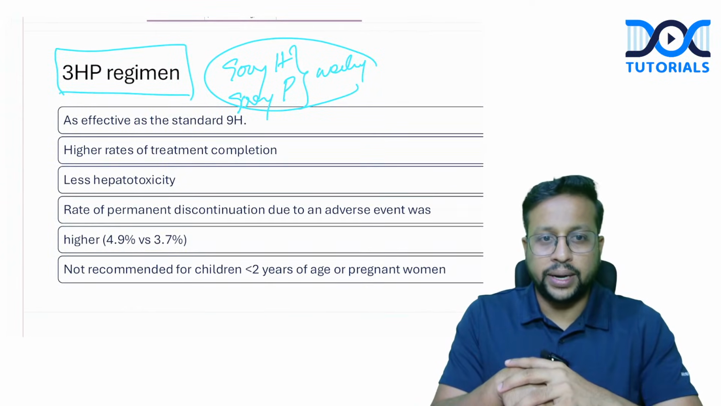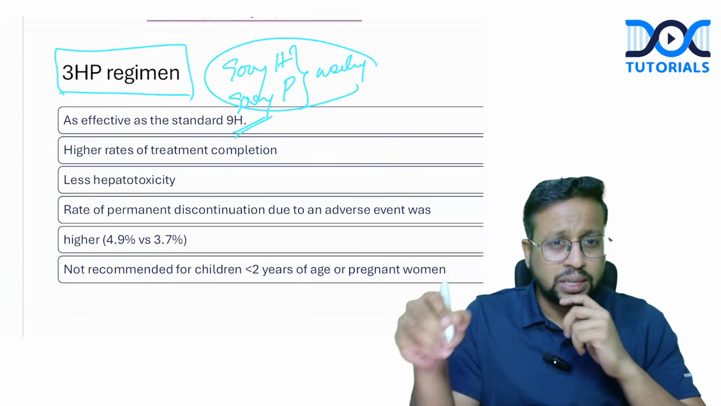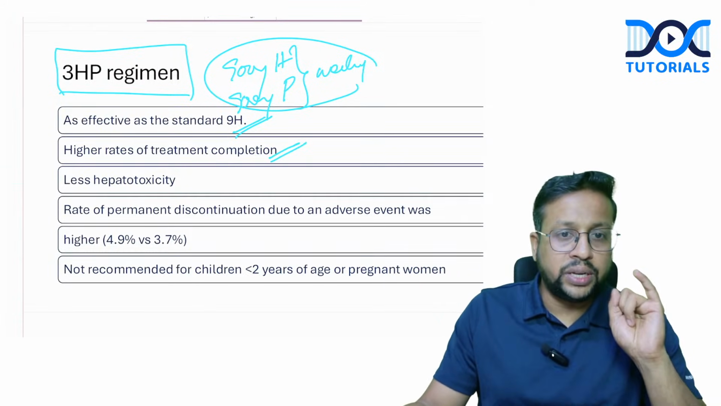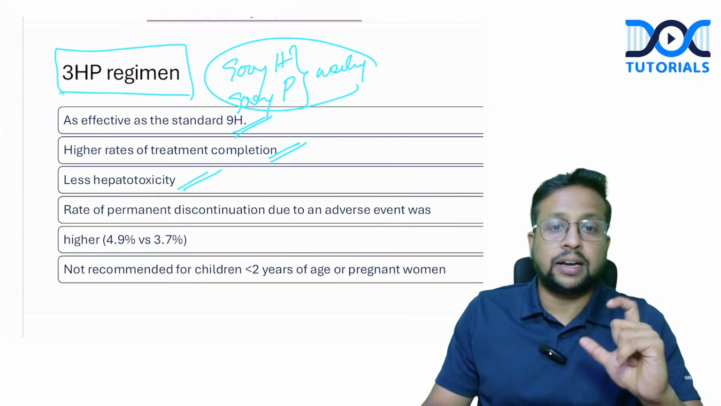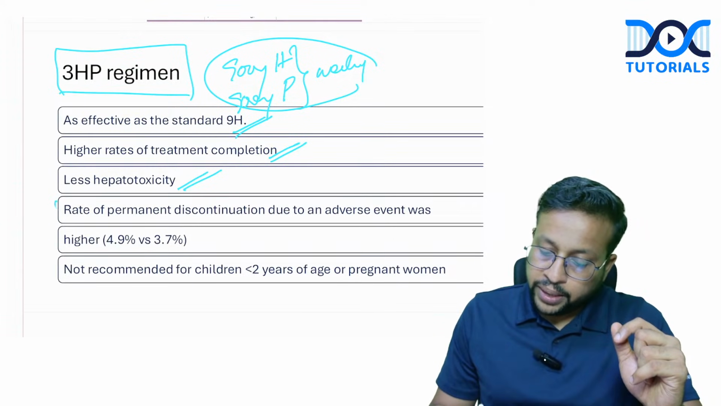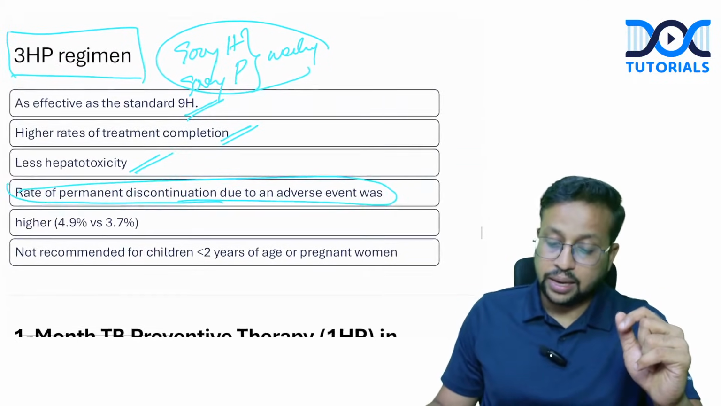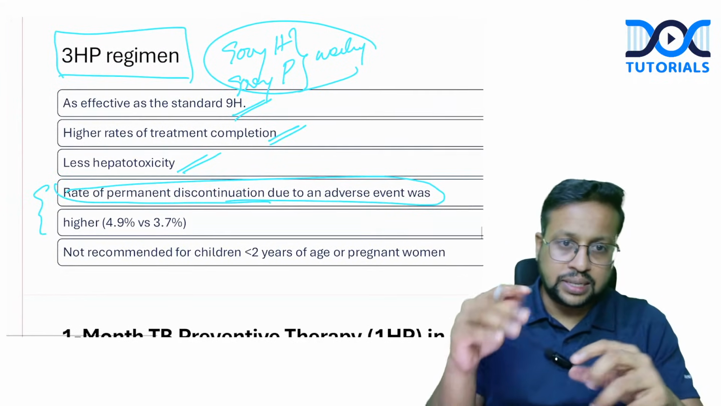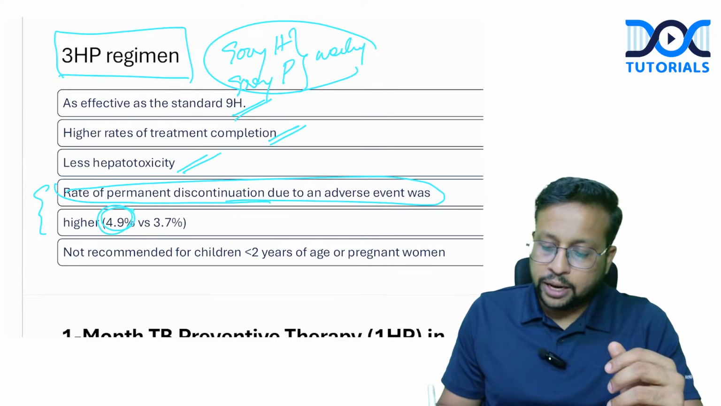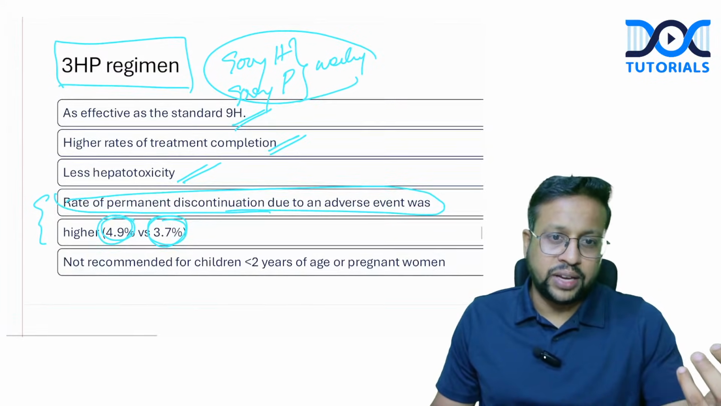This is being implemented as a favored regimen in India. It's as effective as the 9H regimen, but you have to give it only for 3 months, that is 12 weeks. There are high rates of treatment completion. Hepatotoxicity is lesser compared to isoniazid alone. The rate of permanent discontinuation due to an adverse event was higher. So if somebody is discontinuing the drug due to an adverse event, that percentage was slightly higher, 4.9% versus 3.7%. That is a demerit that we have observed in the studies.